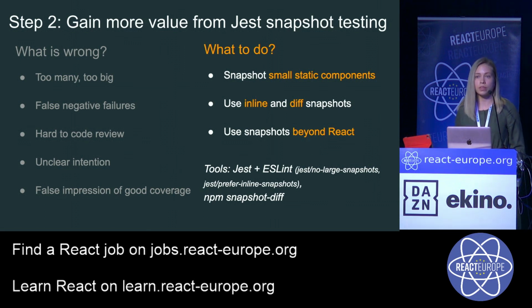And consider using them beyond React. Snapshot tests are useful in a lot of other scenarios rather than just React components. For example, you can take a snapshot of a response from an API of JSON data. Quite often we find it really, really useful to use snapshots for those scenarios. And you can use the Jest ESLint plugin to reinforce those rules in your project.